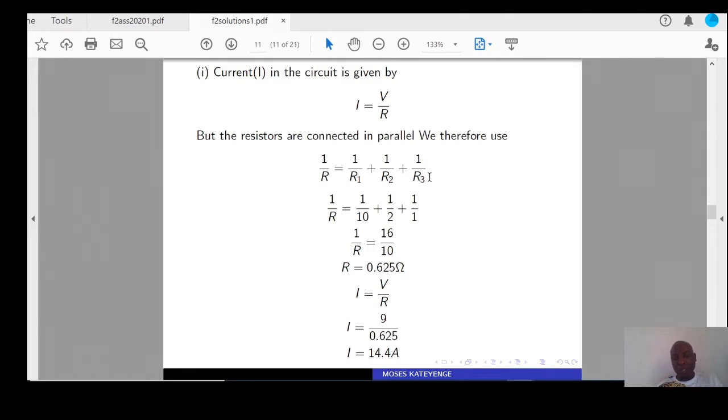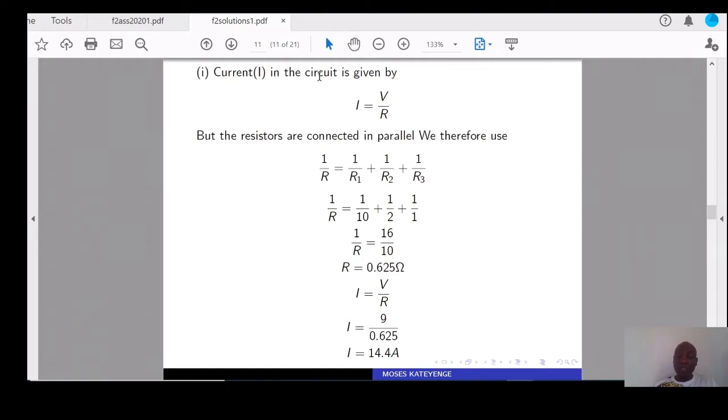This is for a parallel connection for resistors. The first resistor has a resistance of 10 ohms, the second one has a resistance of 2 ohms, and the third one has a resistance of 1 ohm. If you work it out, you're going to get an effective resistance of 0.625 ohms. But current is given by the relationship voltage divided by resistance.